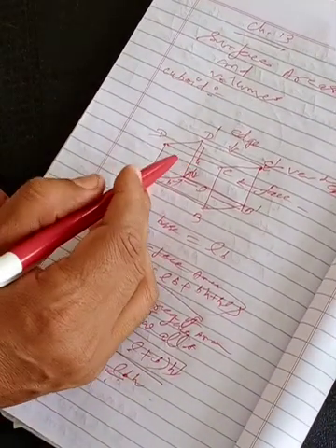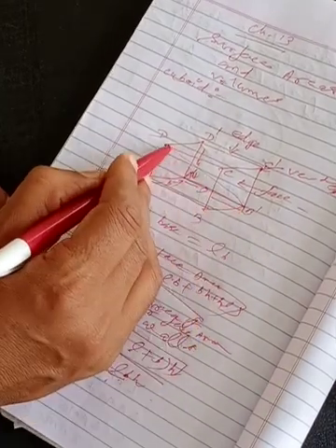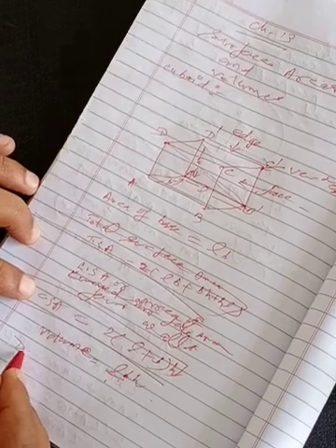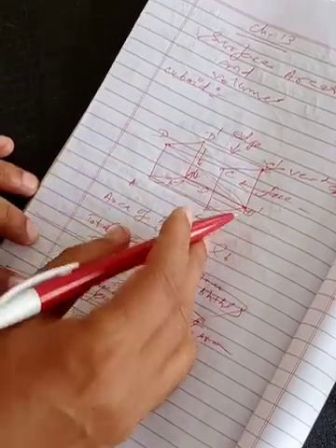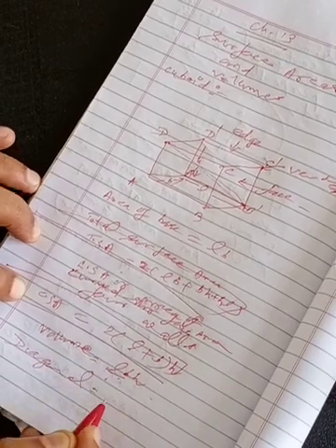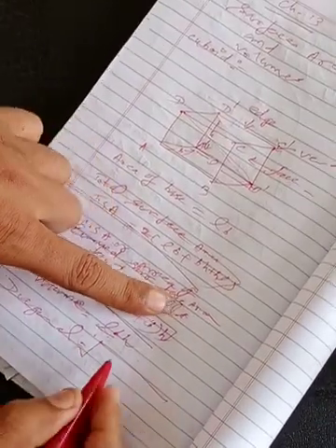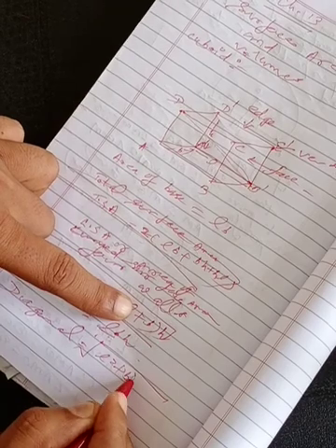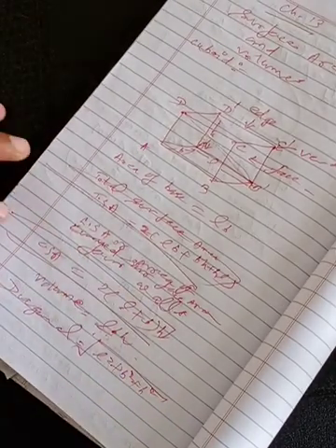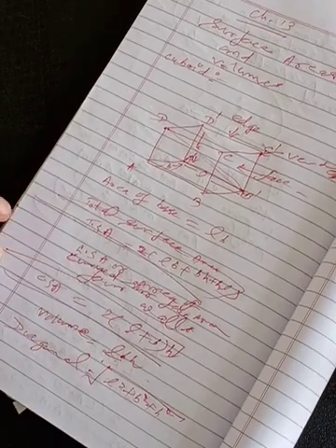Now its diagonal you can also find. In a room, the longest rod you can put is its diagonal, like this, from D to B dash. This is the diagonal, the longest rod. It will be the square root of L square plus B square plus H square. This is the formula. So these are the formulas of the cuboid.